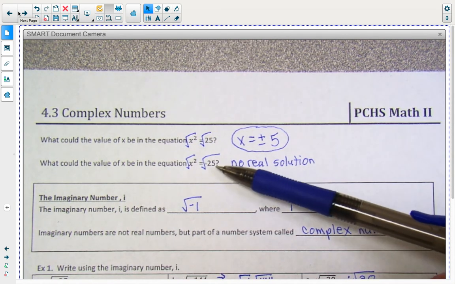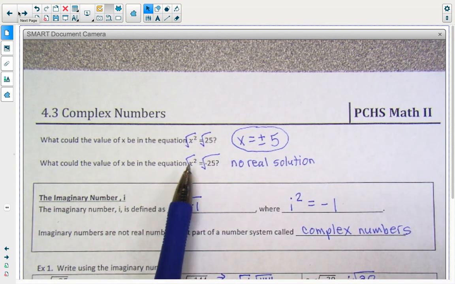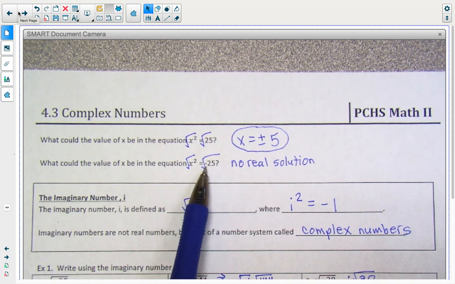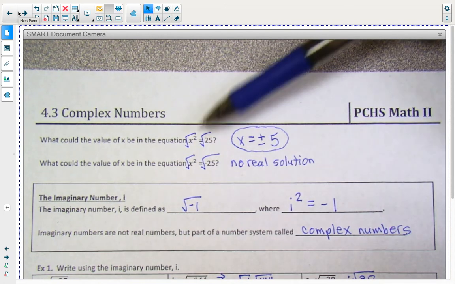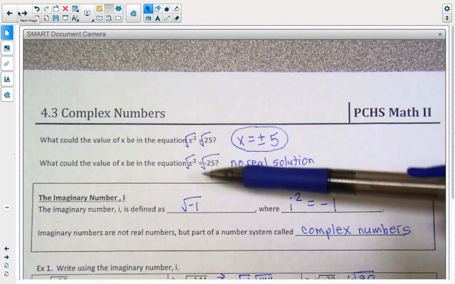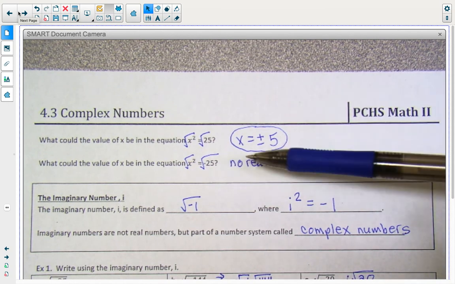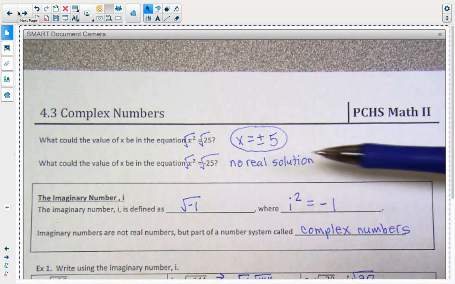But let's take a look at what happens down here. What could the value of x be in the following equation? x squared equals negative 25. So I still would take the square root of both sides because that's the opposite of squaring something. So when I take the square root of both sides, I would get this negative that's underneath the square root. So up until this point, we would say that there's no real solution or we would stop.